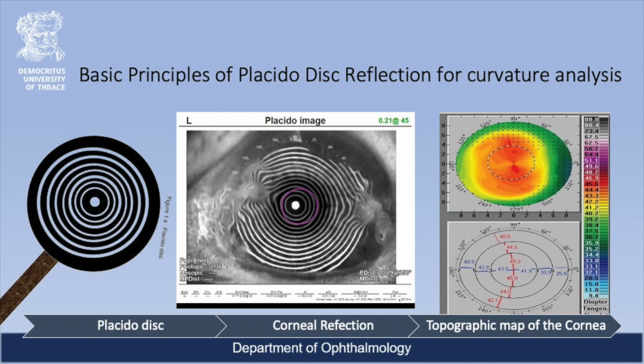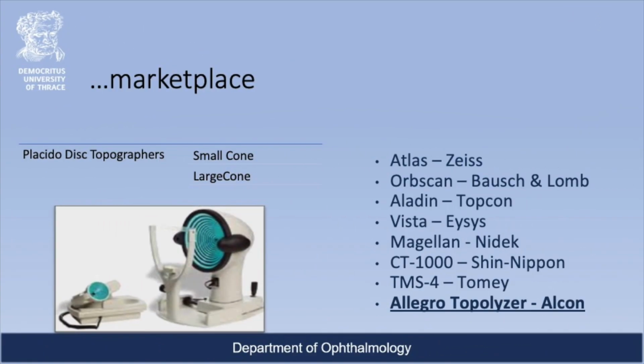Whereas the original Placido discs were aimed at qualitative keratoscopy, the video keratoscope or the topographer uses mathematical formulas to provide a point-to-point quantitative gradient of these subtle changes in topography. In the marketplace, there are two types of Placido disc topographers, the small cones and the large cones. Some examples are the Atlas of Zeiss, Orbscan of Bausch and Lomb, Aladdin of Topcon, Vista of EyeSys, Magellan of Nidek, CT1000 of Shin Nippon, TMS4 of Tomey, and Allegro Topolyzer of Alcon.